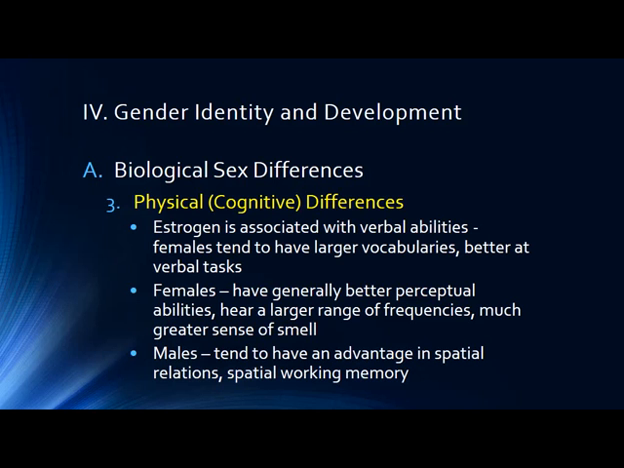But there are some physical and cognitive differences. Estrogen, which is of course the primary female hormone, is associated with verbal abilities. Females tend to have larger vocabularies. They tend to be much better at verbal tasks. They learn to read and write at a younger age. Females tend to have better perceptual abilities. They can hear a much higher range of frequencies, particularly high frequencies.